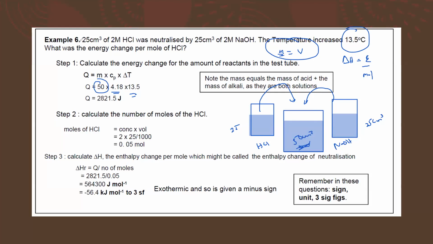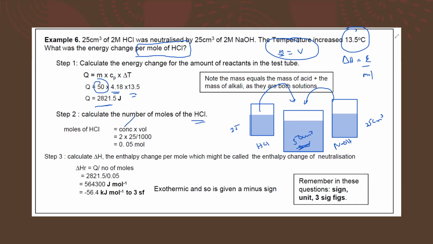Why do we not use 25? Because here two solutions are mixed together, so the final volume will be the sum of the individual volumes. So when we multiply, we get this energy. Then we calculate the number of moles of HCl, because in the question they're asking what is the energy change for 1 mole of HCl. That's why we used the moles of HCl. If they ask the enthalpy change per mole for sodium hydroxide, then we'll use the moles of sodium hydroxide.